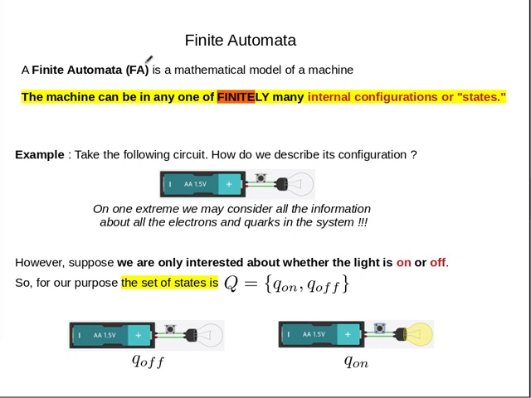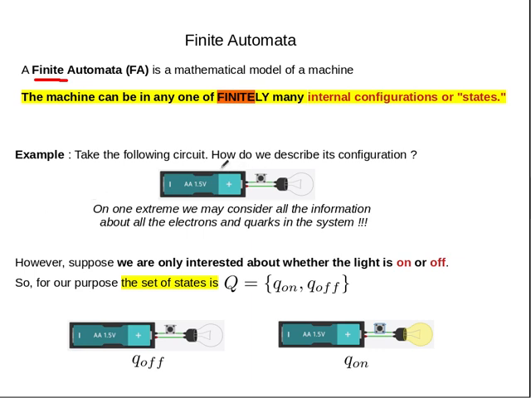As we have already mentioned before, a finite automaton is a mathematical model of a machine, and the name finite comes from the fact that the machine can be in any one of finitely many internal configurations, which we call states. So think of any physical machine, and somehow you should be able to describe the state of the system. So just take this very non-mathematical example.